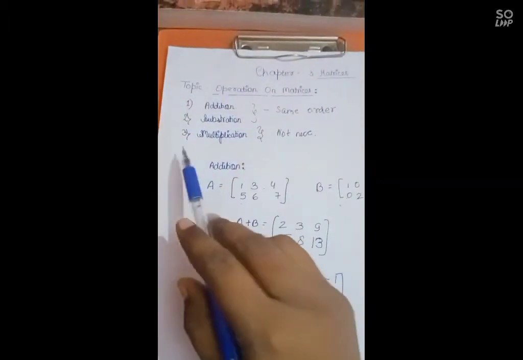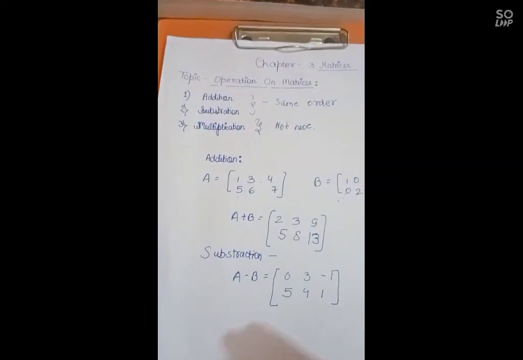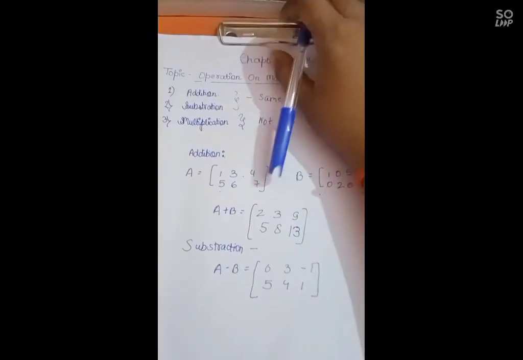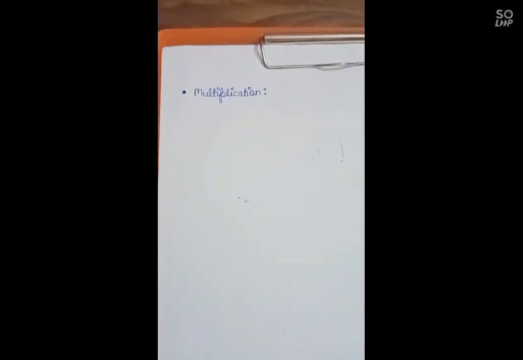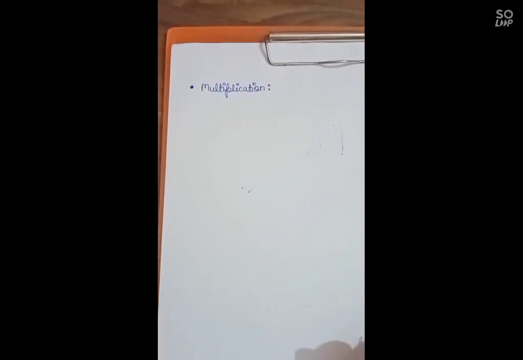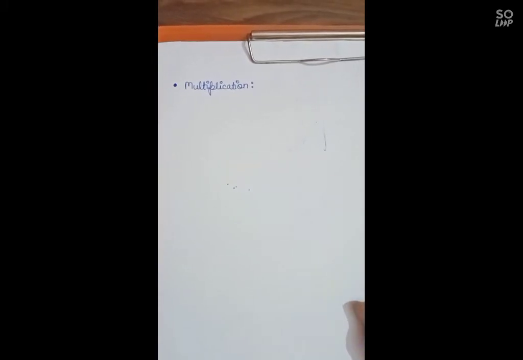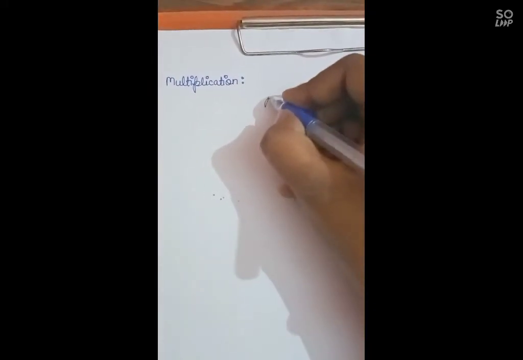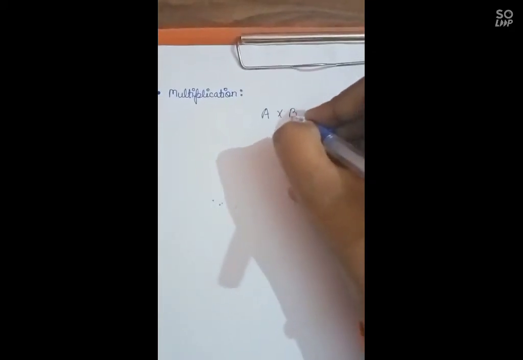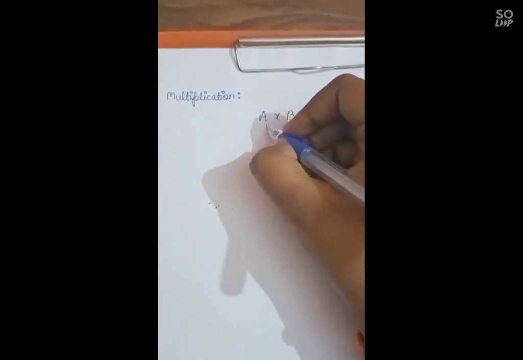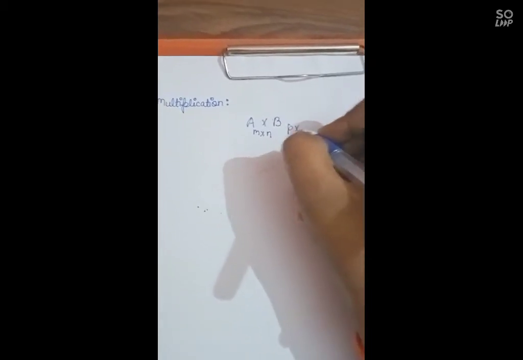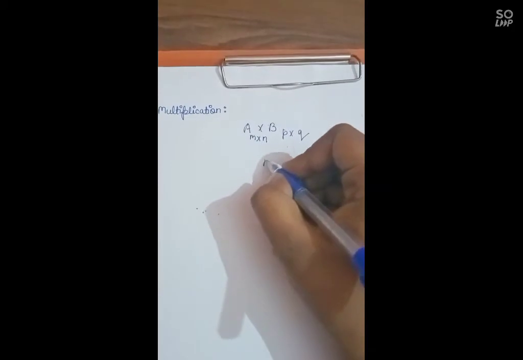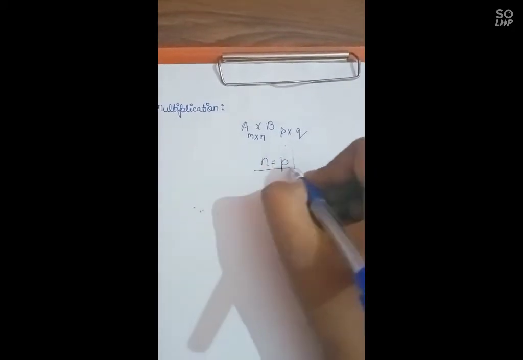Now we are going to learn multiplication. This is a very important topic, so let's learn it. As I have told you earlier, for multiplication we do not need matrices of the same order, but a very important thing is that we have to keep in mind: if we have to multiply A into B, and the order of A is M into N and the order of B is P into Q, then N should be equal to P.